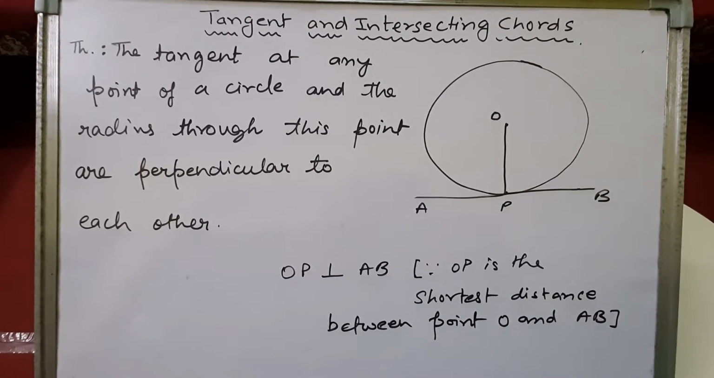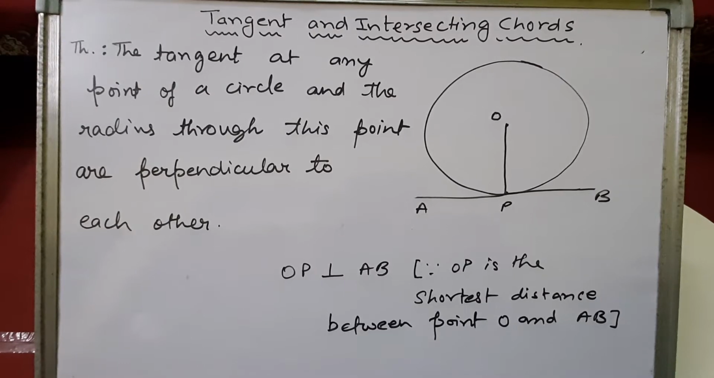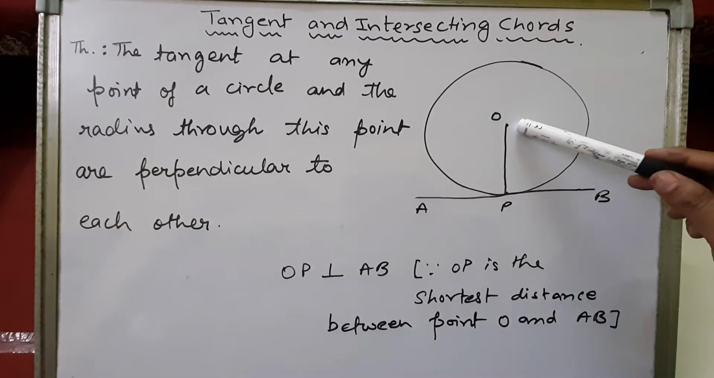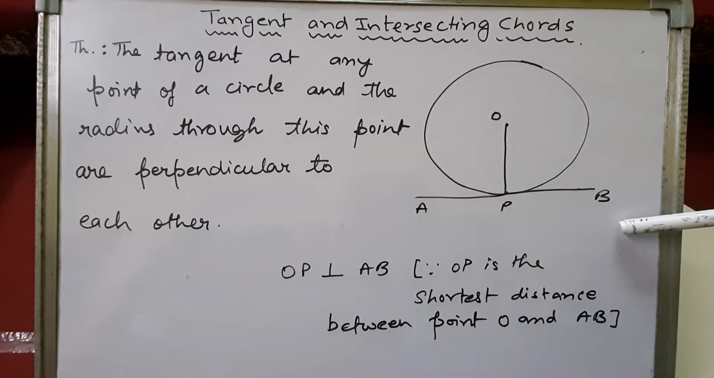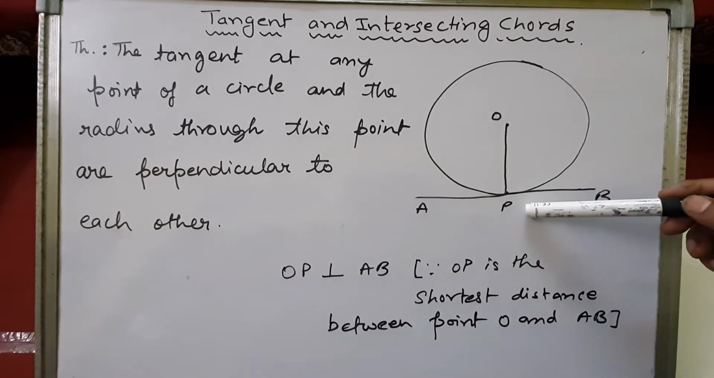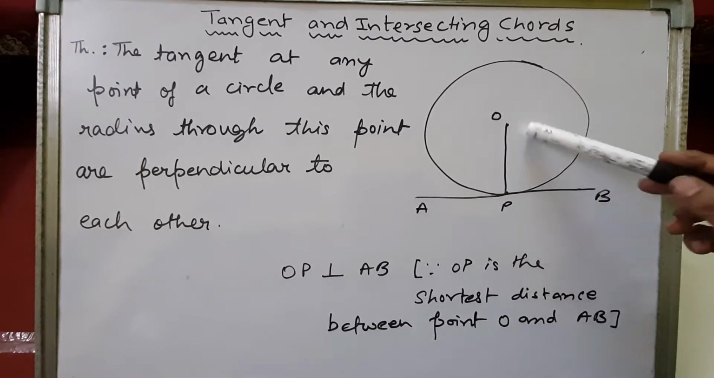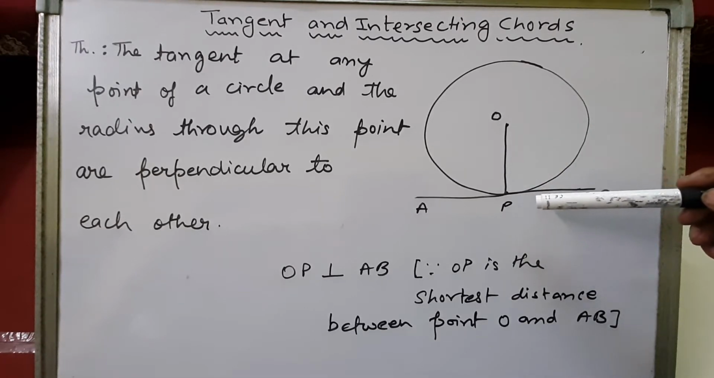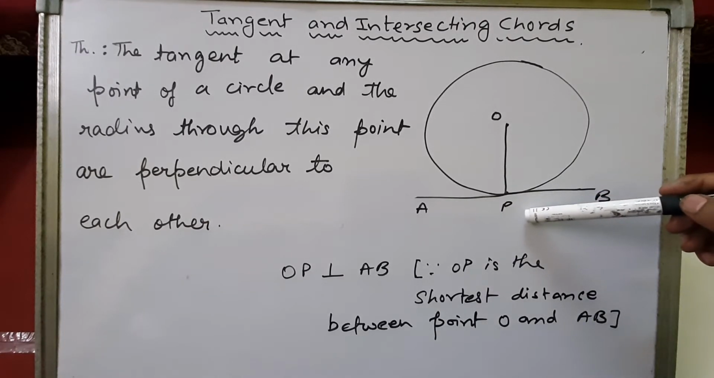Like in this first theorem, it is given that the tangent at any point of a circle and the radius through this point are perpendicular to each other. Suppose this is a circle, O is the center of the circle and AB is the tangent to the circle, and this tangent is touching the circle at point P. That means P is the point of contact. So if we join OP, OP will be the radius to the circle. The theorem says that the radius and the tangent at the point of contact are always perpendicular to each other.